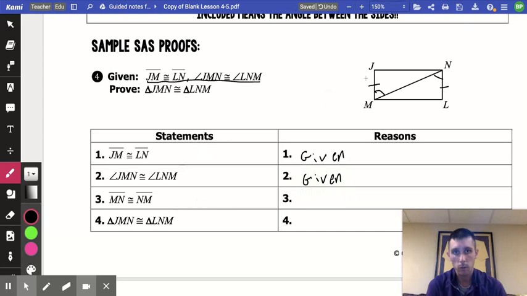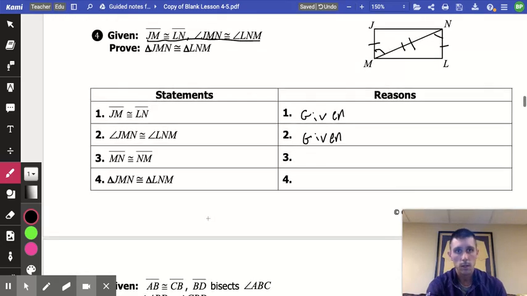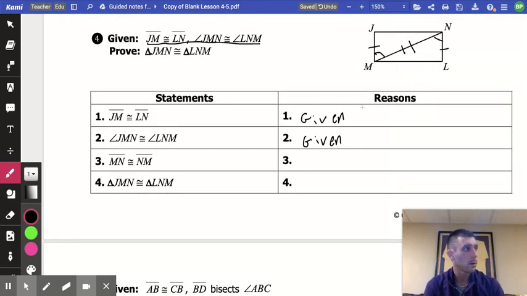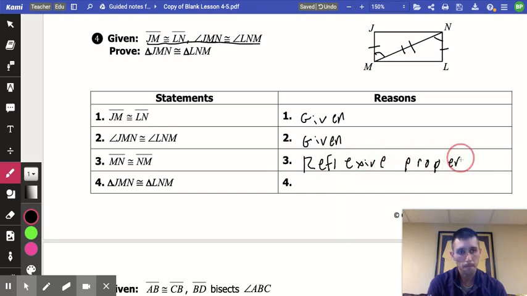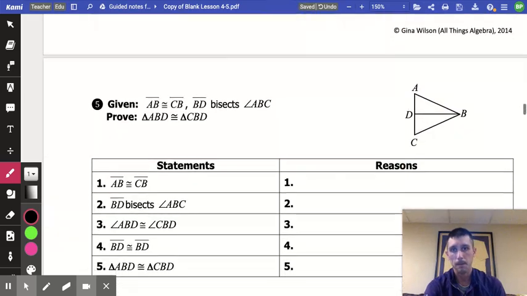Now, how do we know that MN is congruent to NM? What was that property that we just used that said that the same line is equal to itself? Reflexive property. So now, what way can we say? So we go side to an angle to a side, angle to a side. S, A, S.